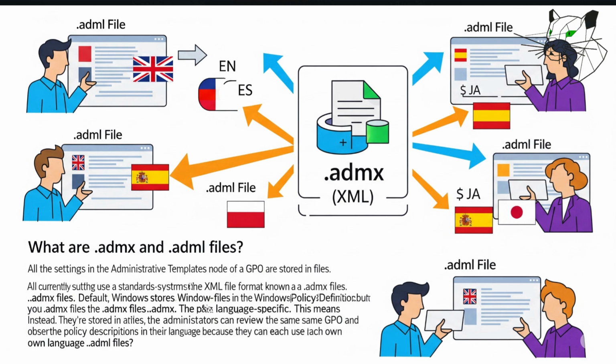The plain language descriptions of the settings are not part of the .admx files. Instead, they're stored in language-specific .adml files. This means that administrators can review the same GPO and observe the policy descriptions in their own language because they can each use their own language-specific .adml files.